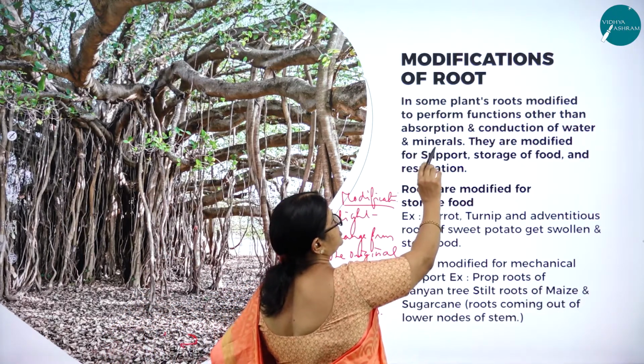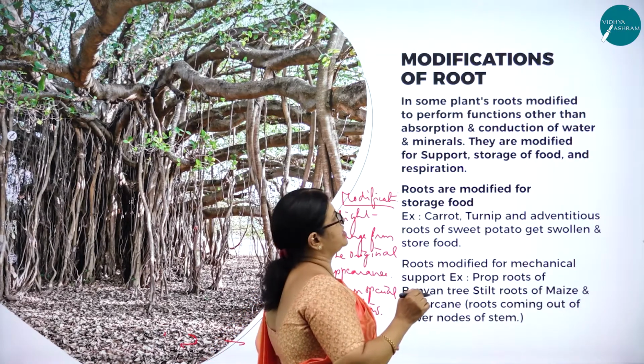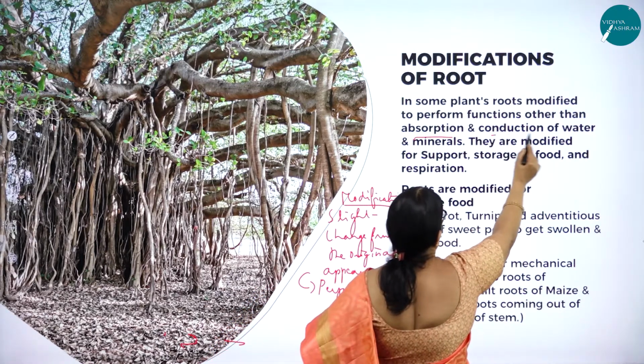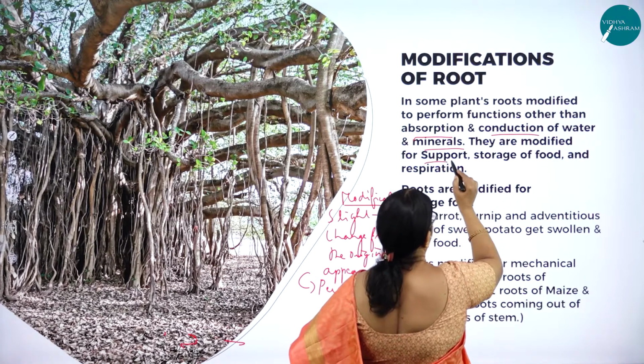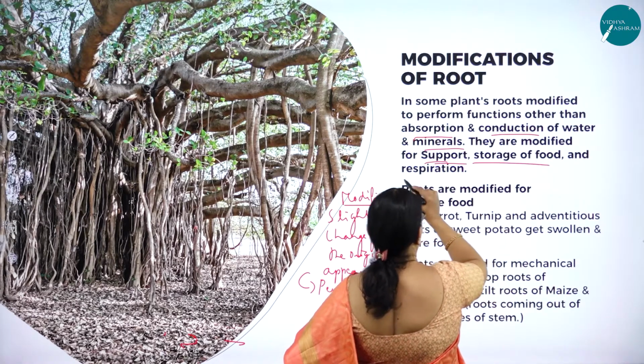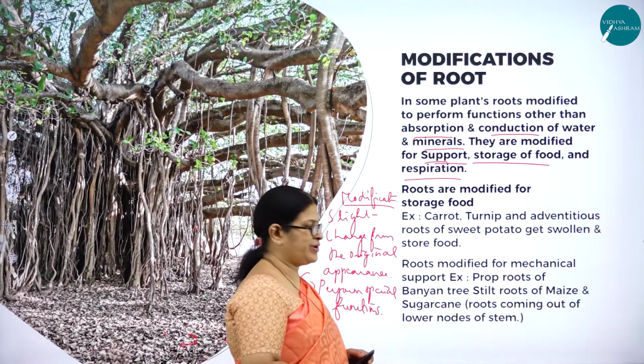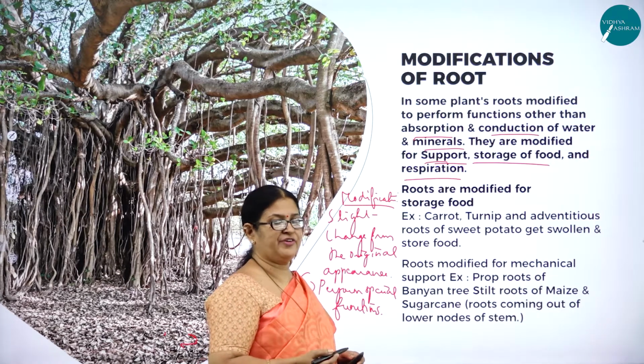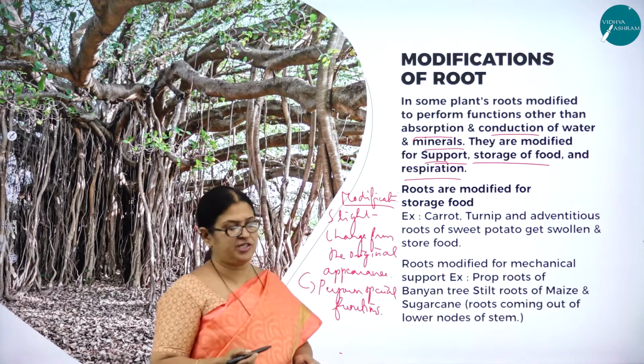As I said, in some plants, roots are modified to perform functions other than the absorption and conduction of water and minerals. They are modified for what? For support, storage of food and respiration. Right? So what is modification? Modification is slight change from the original appearance.